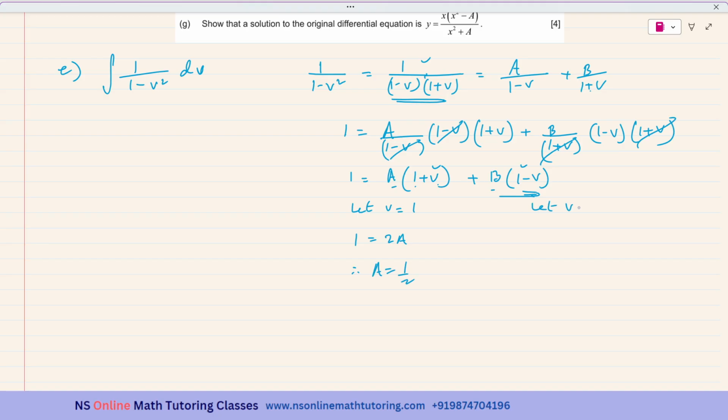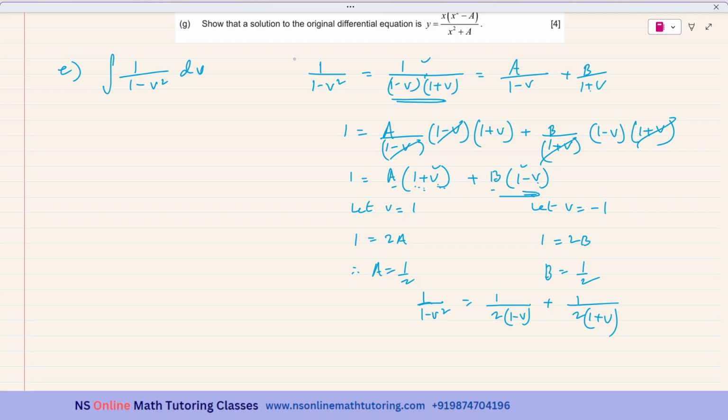Similarly, let v equal to negative 1, then this part, 1 minus 1, will be equal to 0. So 1 will be equal to, and this one will be b, negative of negative 1 will be positive 1. So it is 2b. So b is equal to half. Okay. So that means 1 over 1 minus v square is equal to 1 over 2 times 1 minus v plus 1 over 2 times 1 plus v.